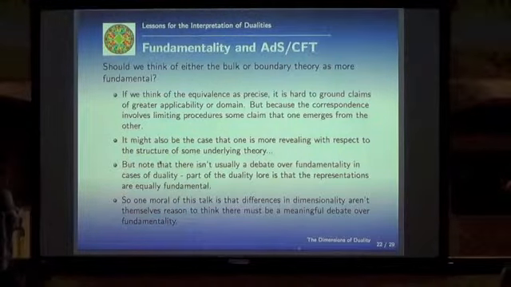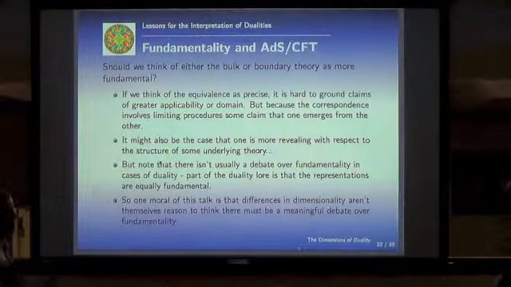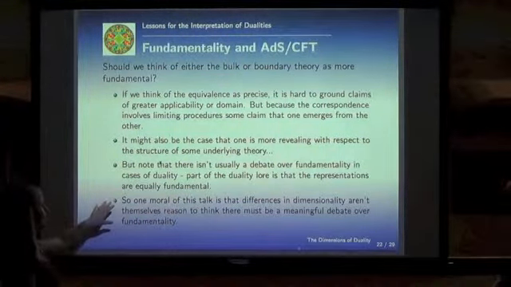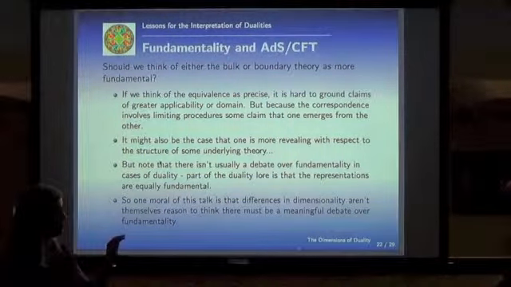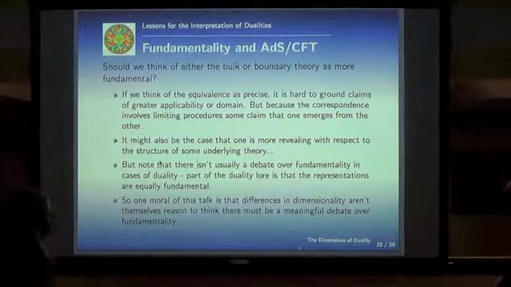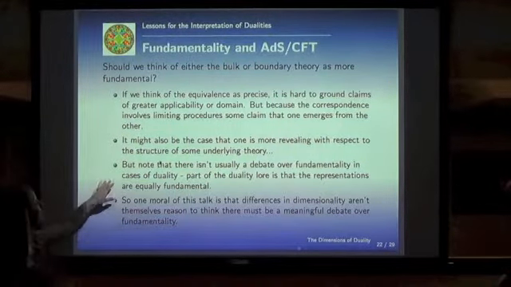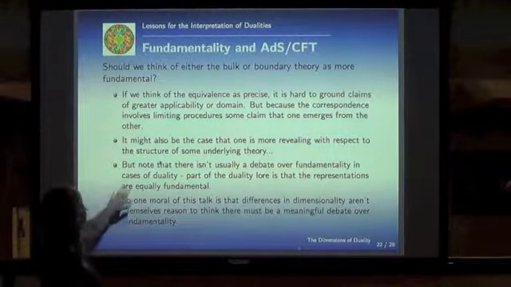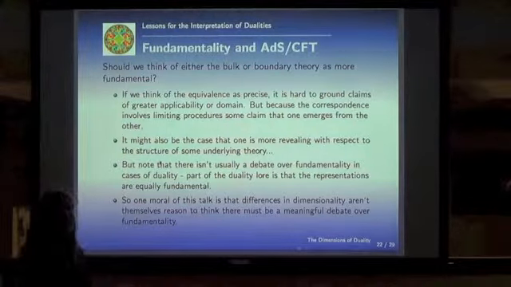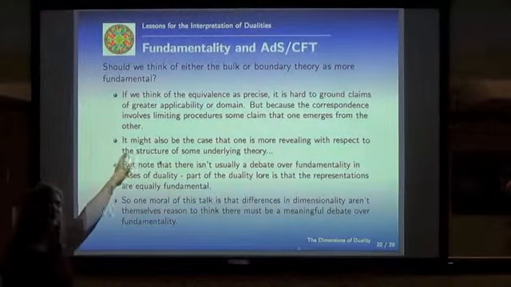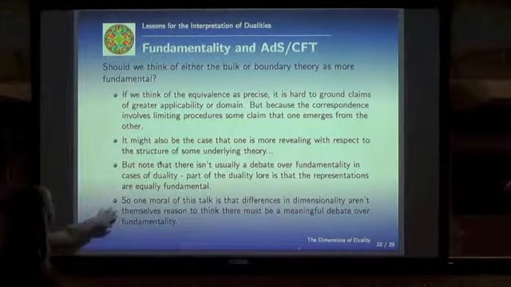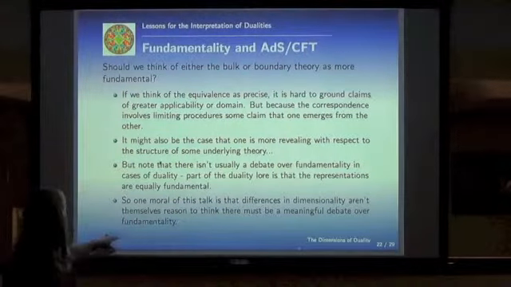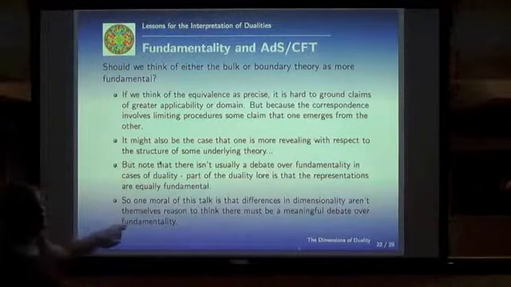So I think the main point here is I'm very happy for considerations like that to come into this fundamentality debate. But what I'm not happy to happen is for someone to think that somehow the fact that it involves dimensionality forces you into a fundamentality debate. Note that you don't usually have a debate over fundamentality in cases of duality. Part of the kind of law about duality is that the representations are equally fundamental. It might be that some of these considerations force you into deciding that one of them is more fundamental. But one of the morals of this talk is that just a difference in dimensionality, like we saw with the fiber bundle case, isn't itself a reason to think there has to be a meaningful debate over fundamentality.